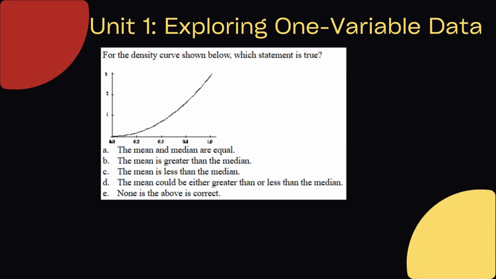For the density curve shown below, which statement is true? The mean and median are equal. That's not going to be true. This curve is skewed to the left. So we know that the mean and median are not going to be equal because that's only true if it's a symmetric distribution. The mean is greater than the median. That's not true. If the mean is greater than the median, that would result from being skewed to the right. So this one, the mean is less than the median because the graph is skewed to the left.